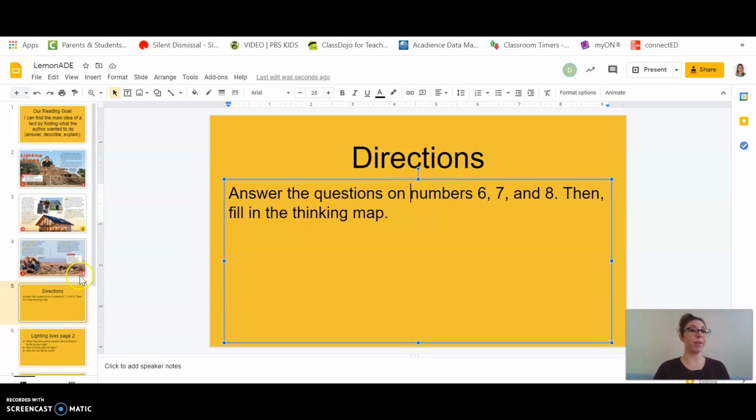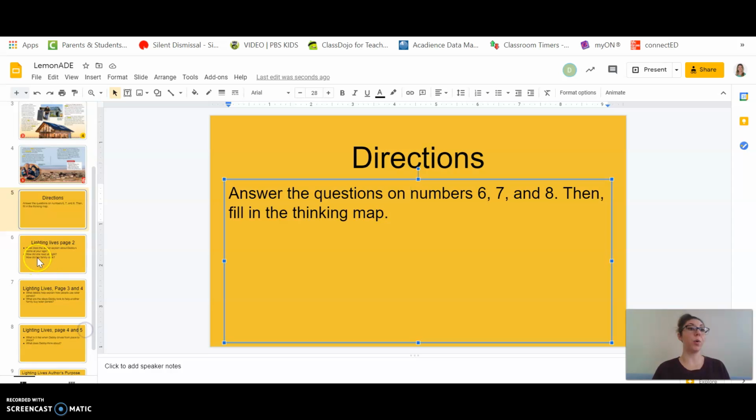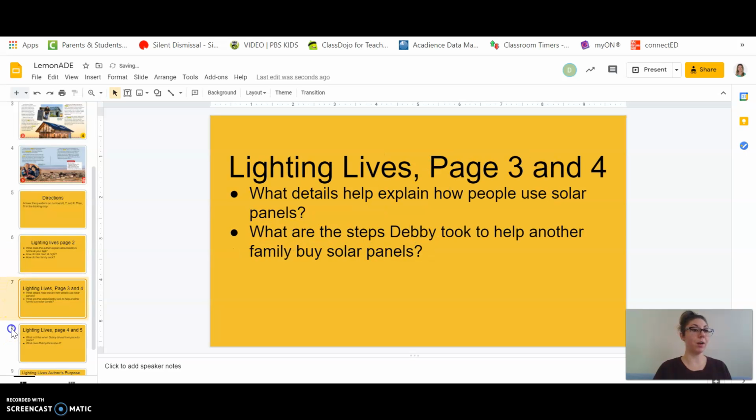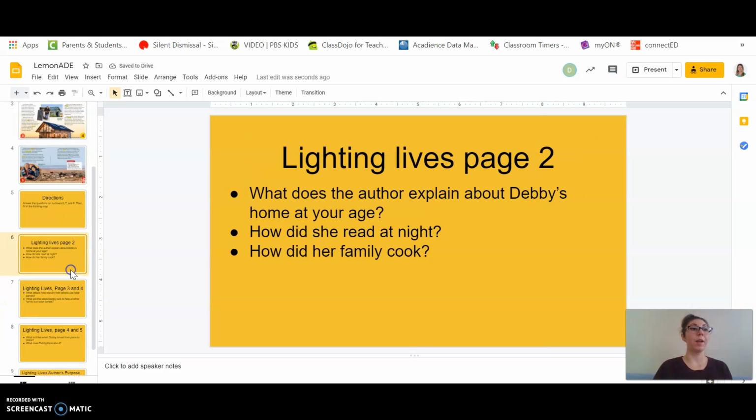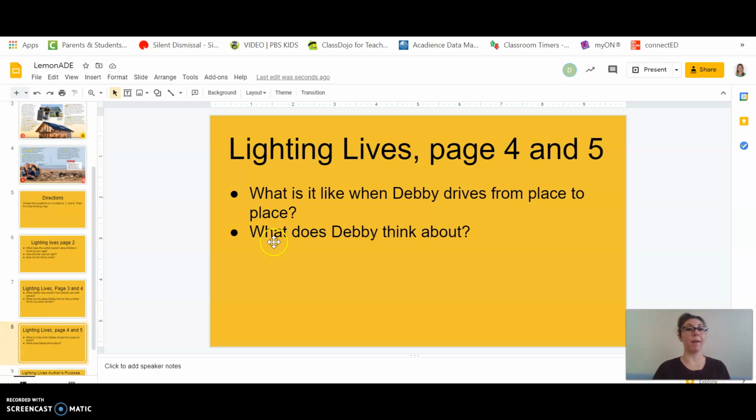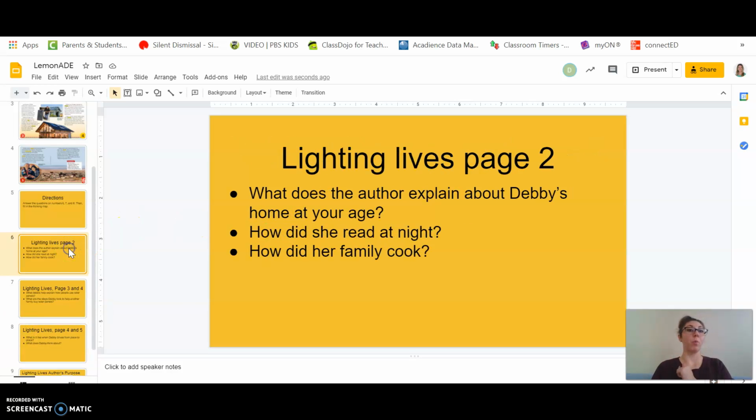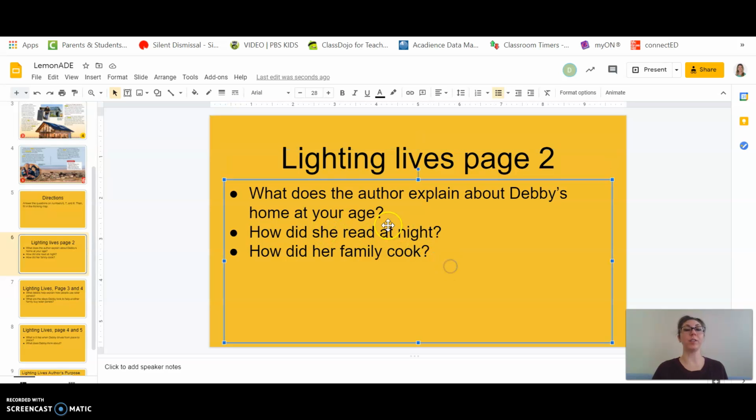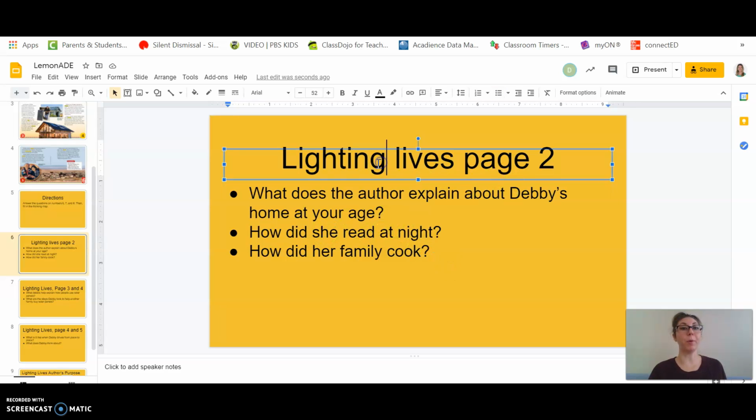Okay, so by 6, 7, and 8, what that means is you're going to look. Do you see how there's a 6 right here? There's a 6 here. There's a 7 here. And there's an 8 here. Each one of these, 6, 7, and 8, have 2 questions on them. What you're going to do is you're going to look at the pages it's talking about and then answer the questions that are here. So for example, this one says Lighting Lives, page 2.